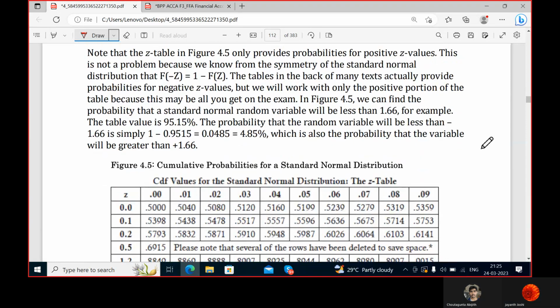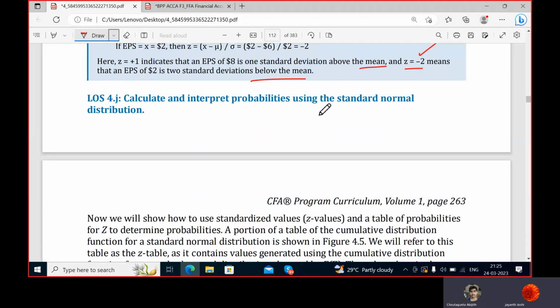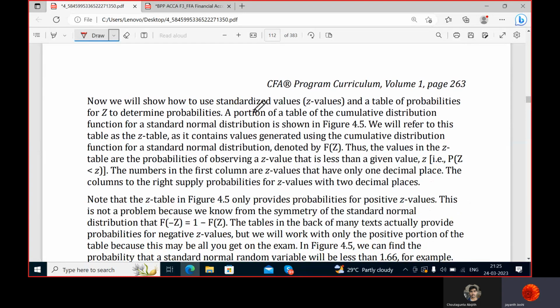We'll read this and try to do a question. Calculate and interpret probabilities using the standard normal distribution. So now we are coming to the probabilities. Now we will show how to use standardized values, that is Z values. This will standardize our data, and a table of probabilities for Z to determine probabilities. A portion of the table of the cumulative distribution function for a standard normal distribution is given in figure 4.5. We will refer to this table as the Z table.